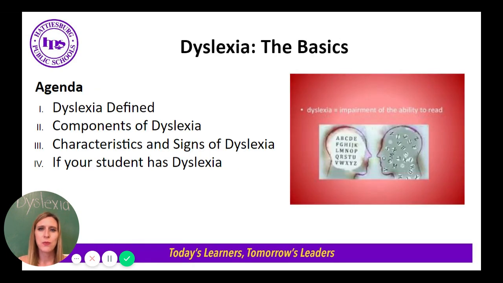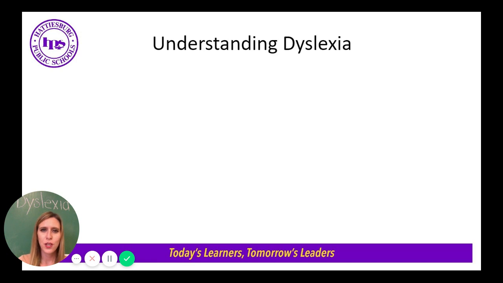Now, today, we will be going over the definition of dyslexia, the components of dyslexia, characteristics and signs you may see in a student who may have dyslexia, and what to do if your student has a ruling or has those indicators of dyslexia. So, first off, what is dyslexia?